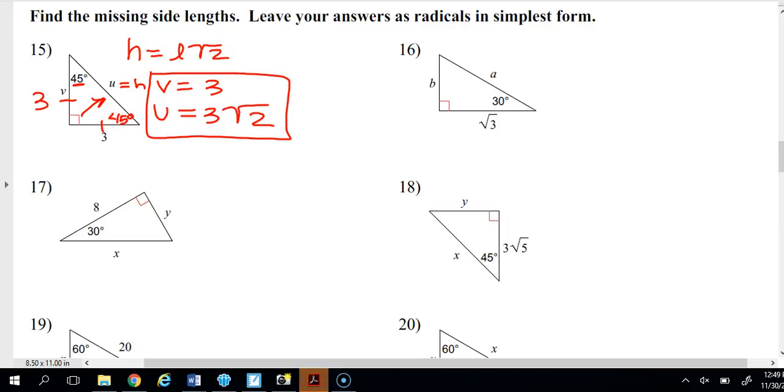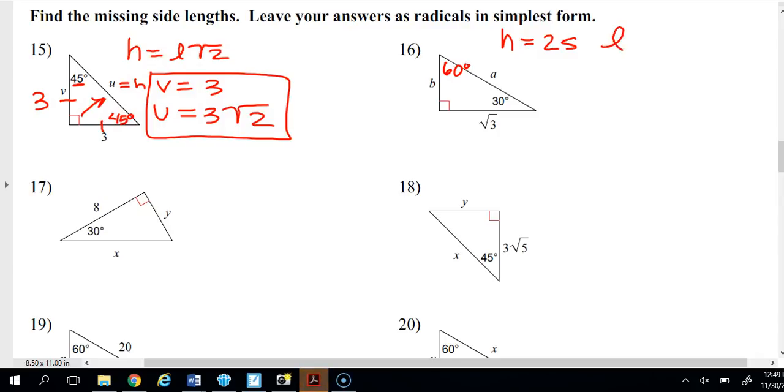Number 16. Again, we have to look at this first and determine what kind of triangle this is. We notice a right triangle immediately, but it has a 30-degree angle, which means the other one has to be a 60-degree angle. Here again, we need to know our two formulas. So our first one is h is equal to 2s, and h is the hypotenuse and s is the short side.